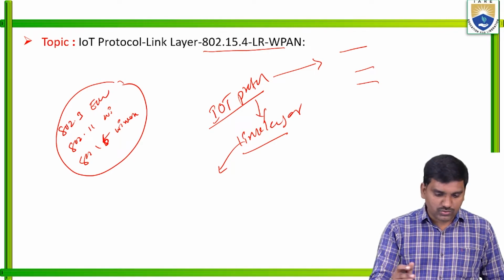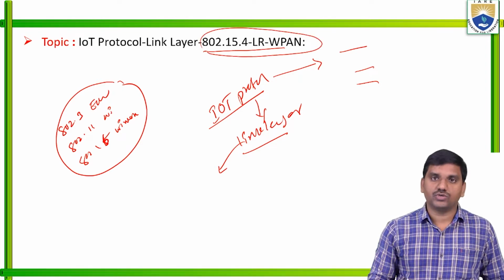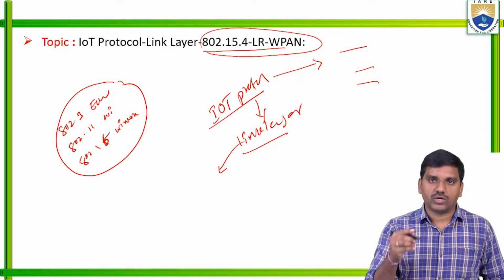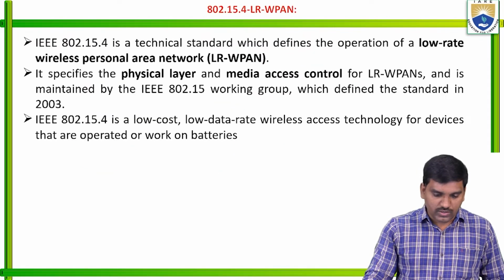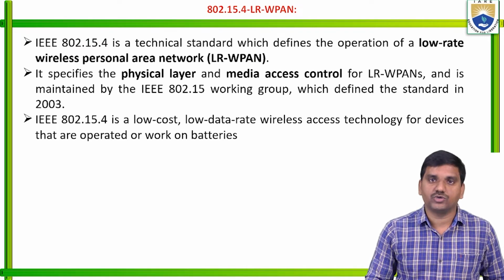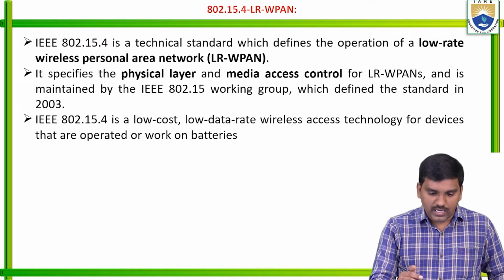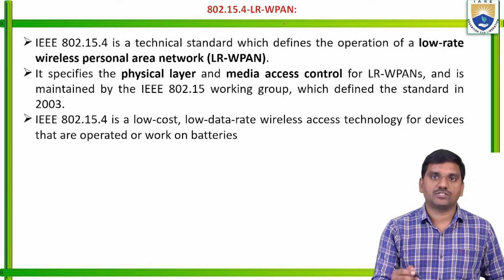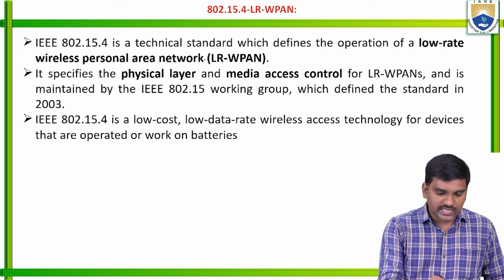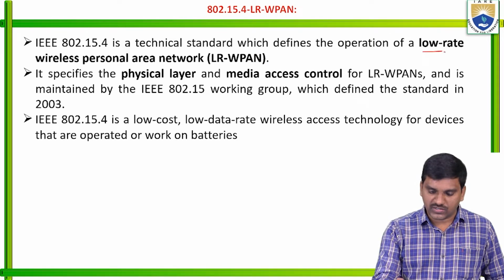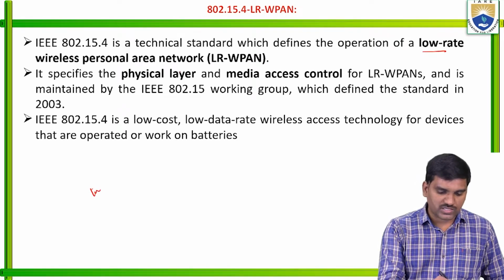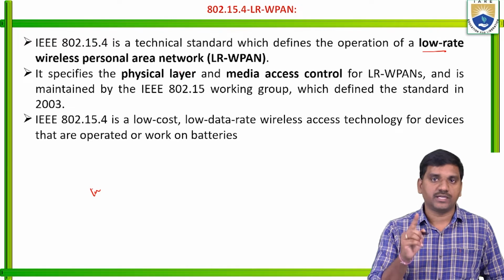Now we move on to the last protocol in the link layer, that is 802.15.4 low rate wireless personal area network. First, the introduction of 802.15.4 LR-WPAN. It is a technical standard which defines the operation of low rate wireless personal area network, that is LR-WPAN.